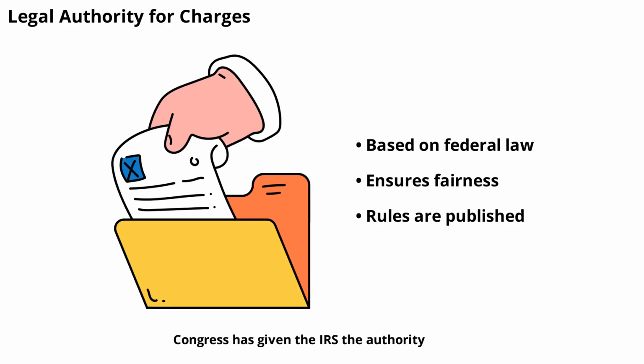Congress has given the IRS the authority to enforce tax compliance through these financial measures. This legal backing ensures that the tax system operates fairly and efficiently, with clear consequences for noncompliance. The rules are published and accessible, so taxpayers know what to expect if they miss deadlines or make mistakes.